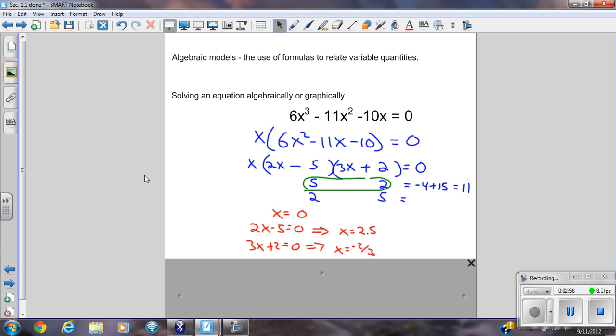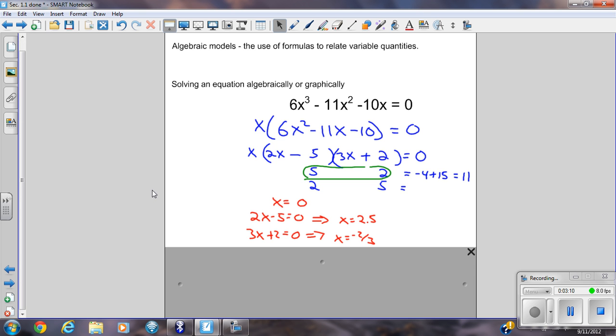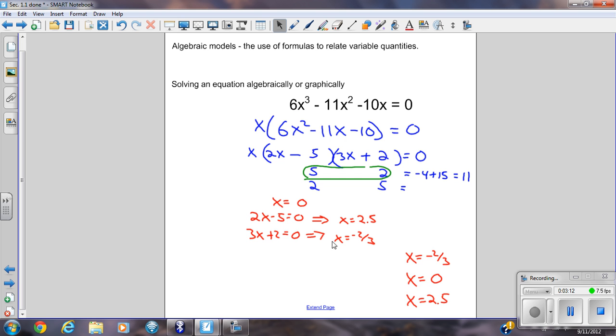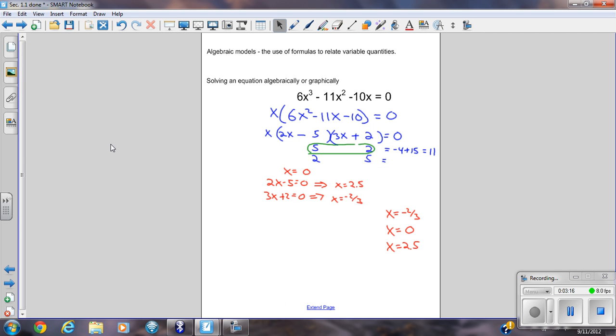The first one being x = 0, which is the easy one. 2x - 5 = 0. If I solve for that, x = 2.5. And the last one, when I solve for x, it's -2/3, which means that our three answers are -2/3, 0, and 2.5.